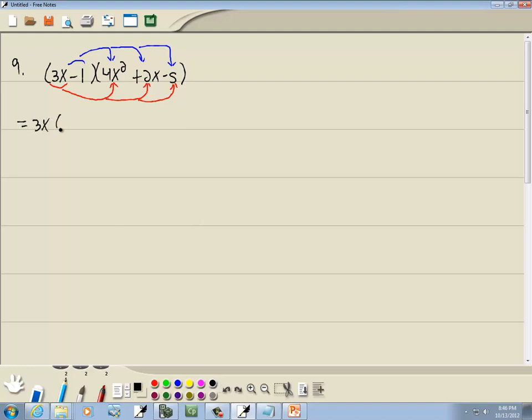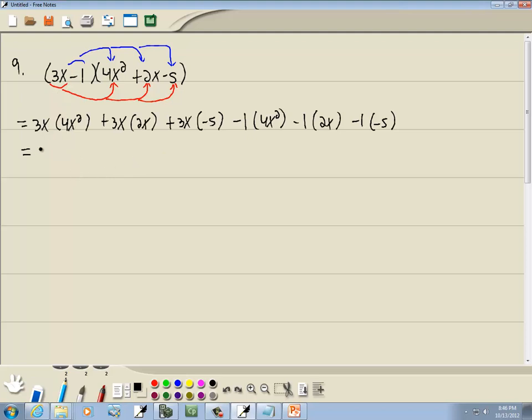Well, we got 3x times 4x squared. We got 3x times 2x, 3x times negative 5, and we have the negative 1 times 4x squared. We have the negative 1 times 2x, and negative 1 times negative 5. So again, I'm just following the lines and deciding what to multiply together.